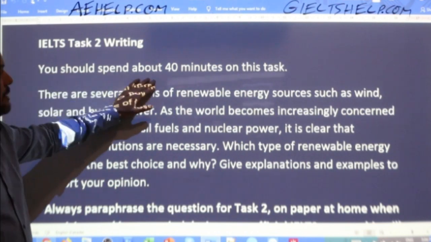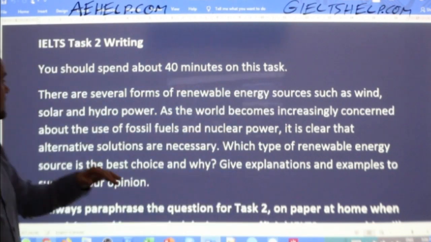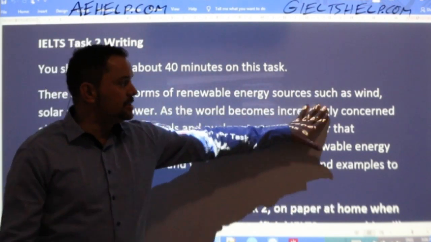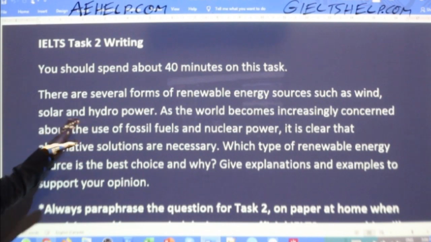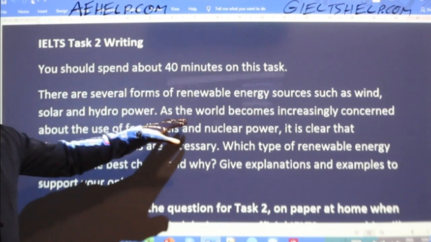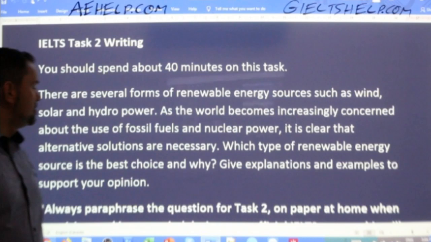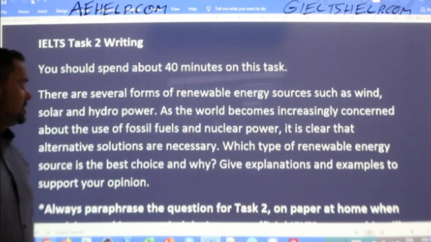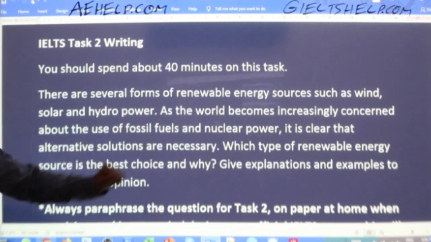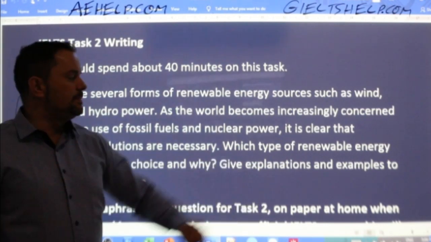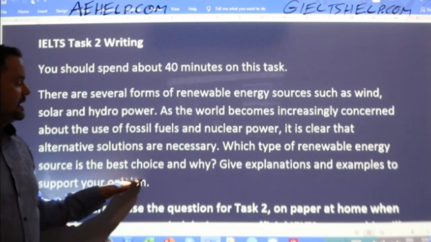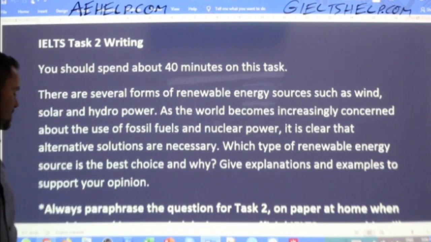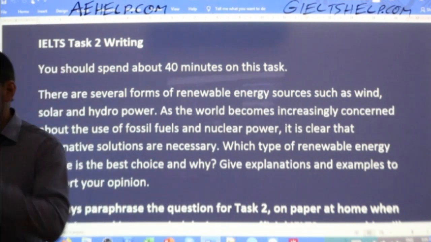You should spend about 40 minutes on this task. There are several forms of renewable energy sources such as wind, solar, and hydropower. As the world becomes increasingly concerned about the use of fossil fuels and nuclear power, it is clear that alternative solutions are necessary. Which type of renewable energy source is the best choice and why? It's an open question. Give explanations and examples to support your opinion.